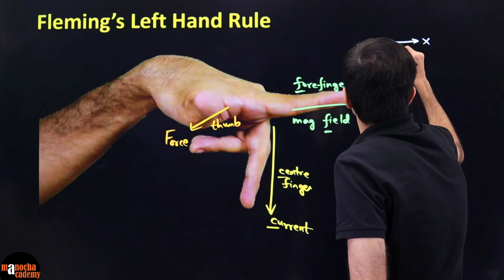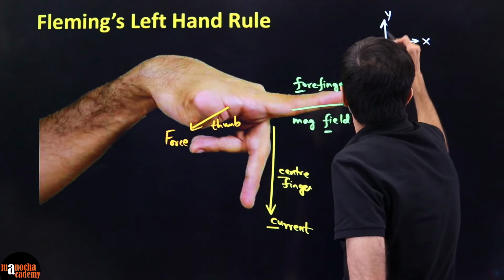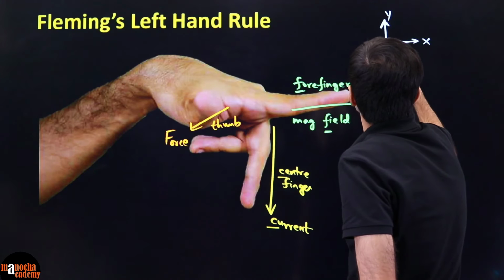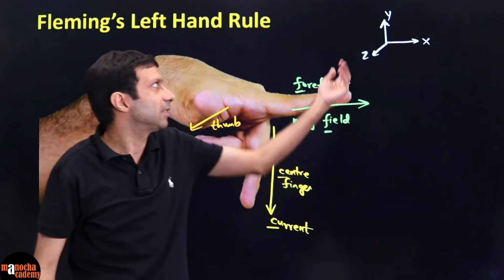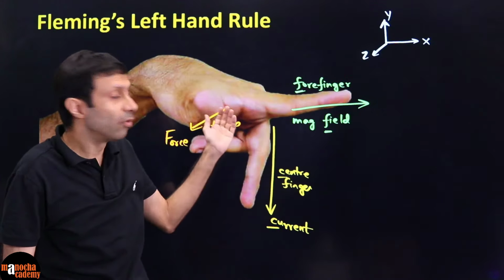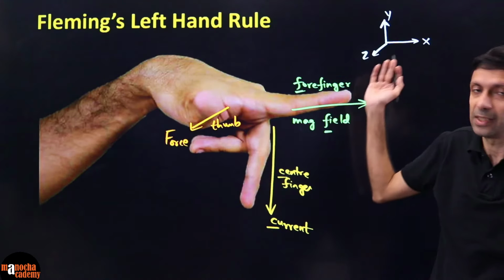So if this is X, let's say this is the Y direction. So here current is on the negative Y. And then let's say this is the Z axis. So just like in a coordinate plane, you talk about X and Y axis, here there's a third axis, Z axis. So force here is along the third axis. In this example, it's the Z.